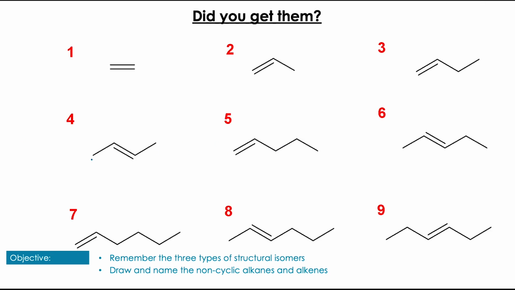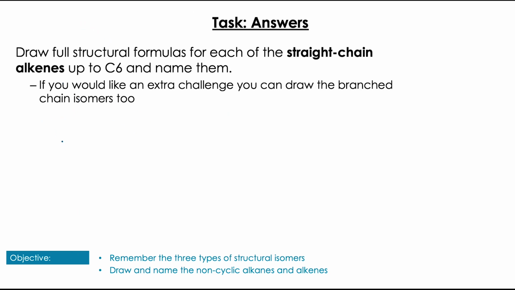Okay, so did you get all 9? I've drawn them skeletally here, but you will have drawn them like this, where you have a double bond and then you have your hydrogens around. Now, again, the first couple do not have isomers because it doesn't matter where we put the double bond, it ends up looking the same.